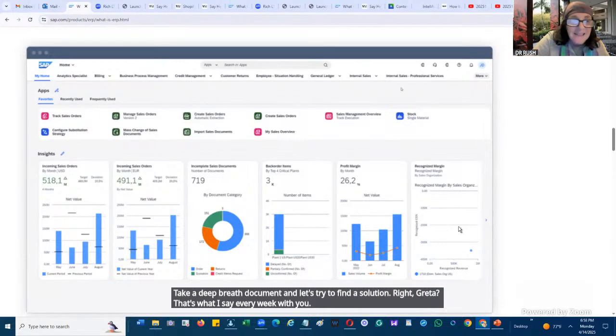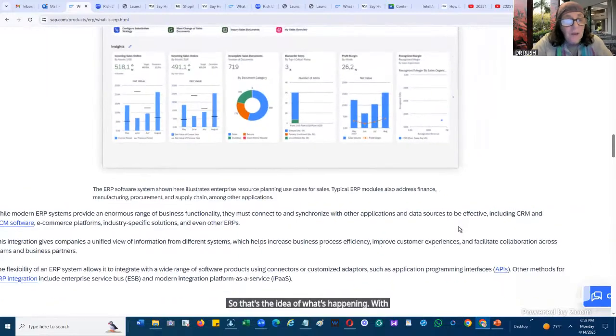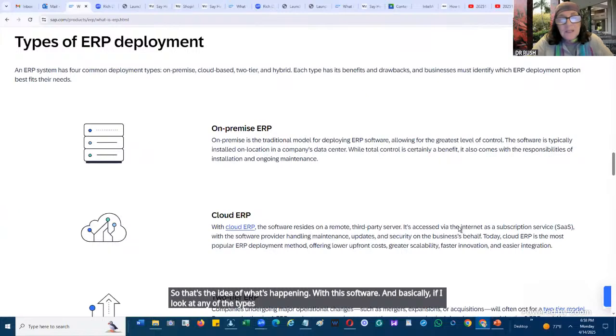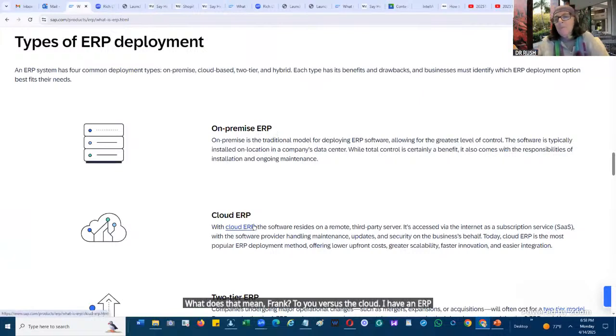So that's the idea of what's happening with this software. And basically, if I look at the types of software for ERP, for anything, ERP used to be on premise. That used to be the way. And if I see on premise here, what does that mean, Frank, to you? Versus the cloud. I have an ERP that's on premise and I have an ERP that's in the cloud.